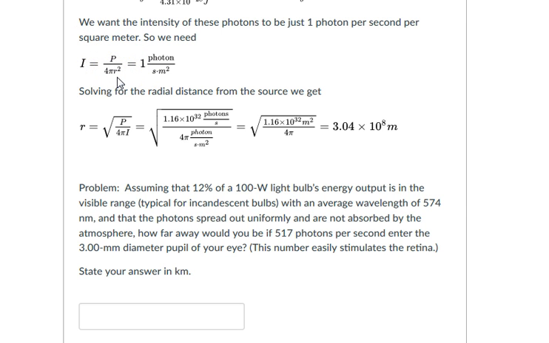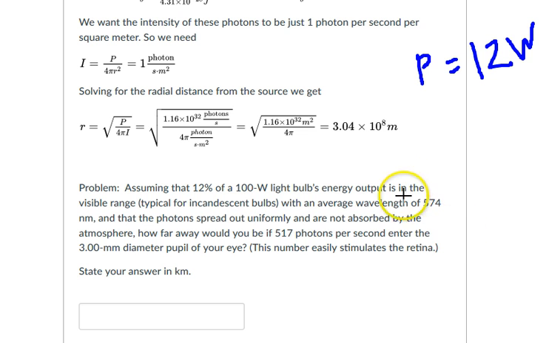Now these problems diverge at this point. The example and the problem are a little different. We have a 10-watt light bulb, so we're given the power, and we're told that 12% of that falls in the visible range. So in this case, we're talking about 12 watts. My power is just 12 watts. Pretty straightforward.